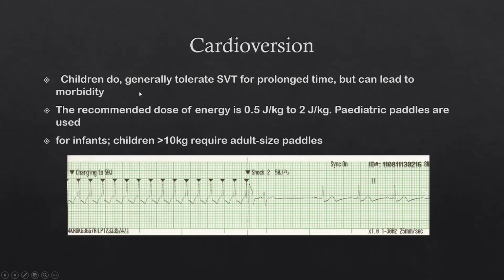The recommended dose of synchronized cardioversion is 0.5 joule per kilo to 2 joule per kilo. It's also recommended to put on the pediatric pads when you are treating a patient with SVT, in case he deteriorates and needs synchronized cardioversion. It's worth mentioning that children more than 10 kilo require adult-sized paddles.